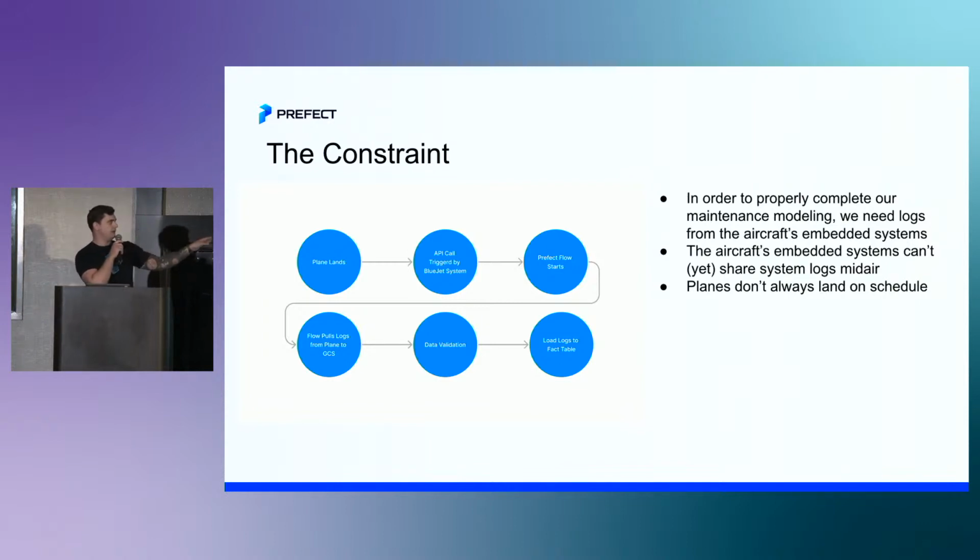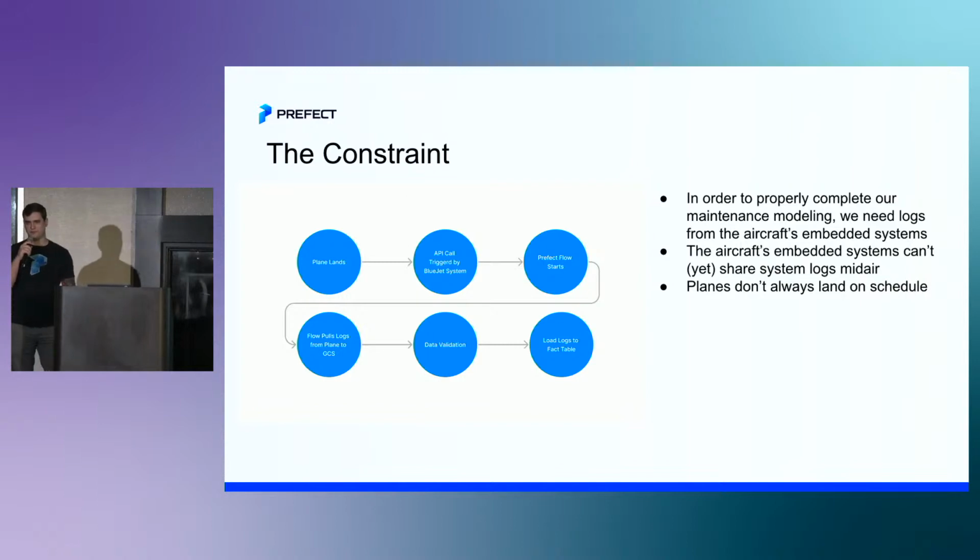Our plane is going to land, our API trial gets triggered by the BlueJet system, and that API call is going to talk to Prefect Cloud and kick off a flow run. So in Prefect, we have two primary concepts that are important for this talk. We have flows, which are made up of tasks. A flow run is an instance of a flow occurring in the world, and a task run is an instance of a task occurring in the world. So flows have many flow runs, which contain many task runs.